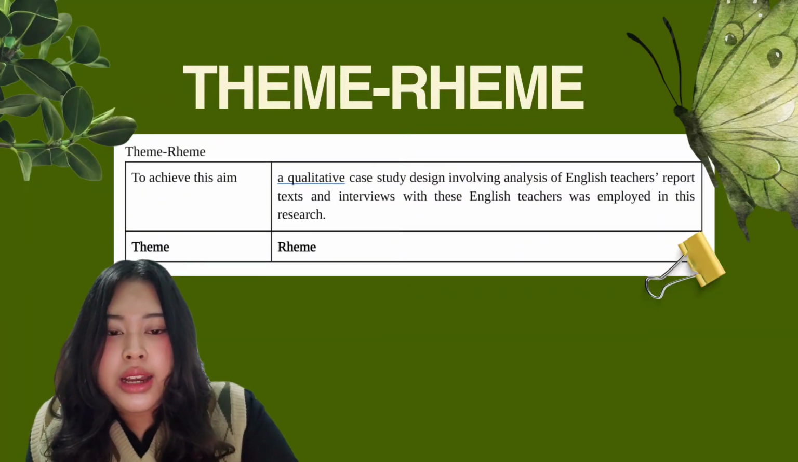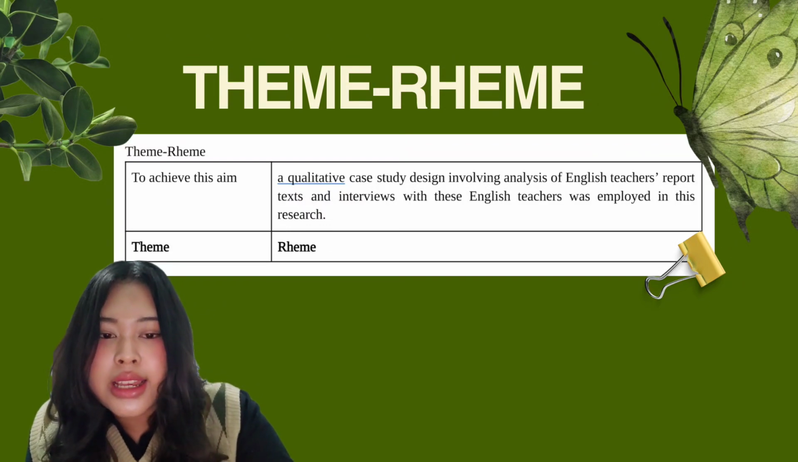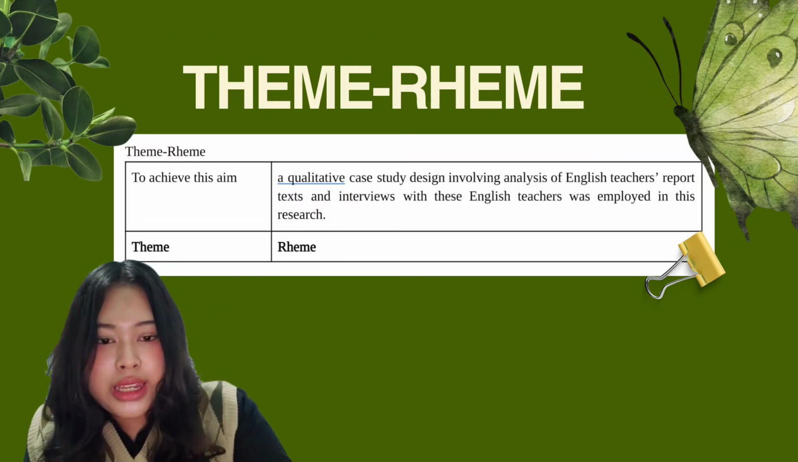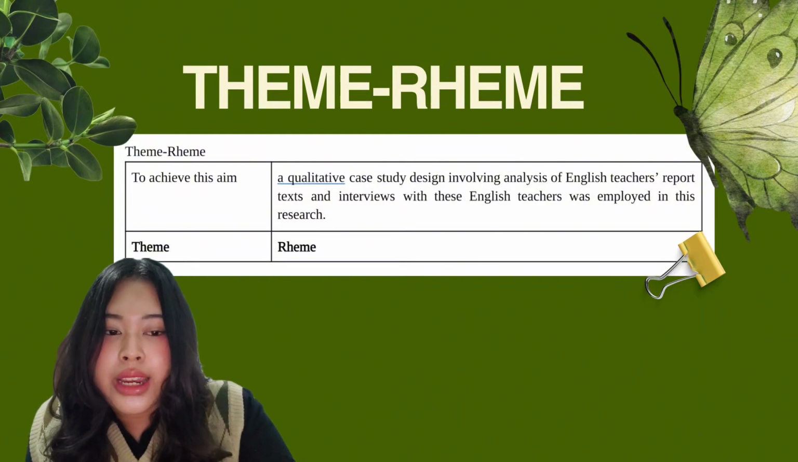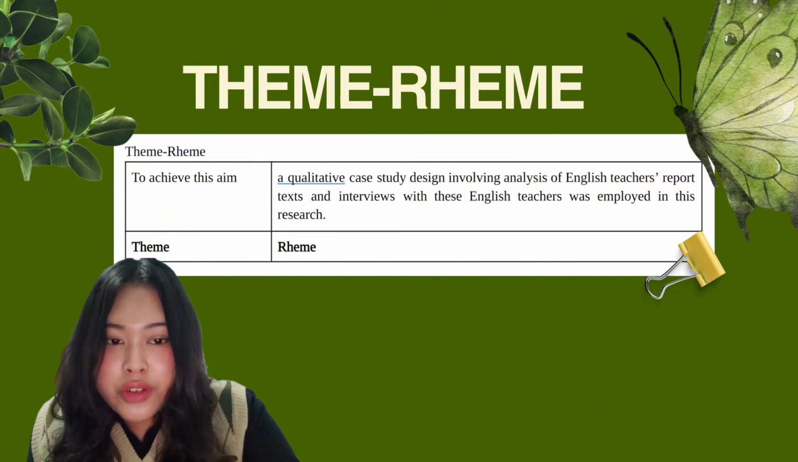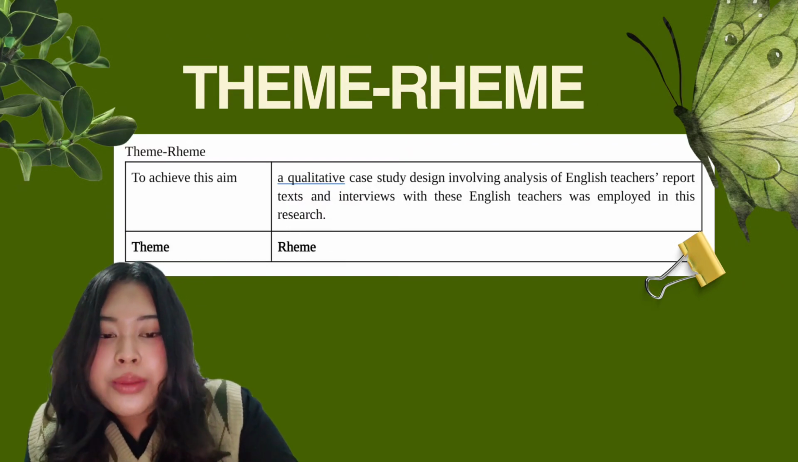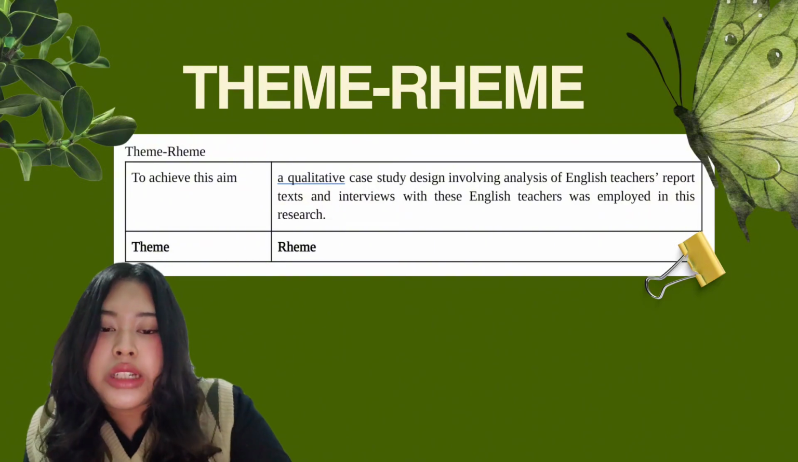Now, for our second sentence, the theme-rheme analysis. Here the theme is "to achieve this aim." This is a marked theme. It is marked because it is not the subject of the sentence. Instead, it is a phrase indicating purpose. The author used a marked theme to create flow by putting "to achieve this aim" first. The author connects the sentence back to the previous one. So the rheme is the rest of the sentence, which introduces the new information, the qualitative case study design.